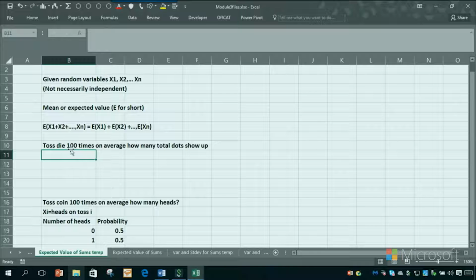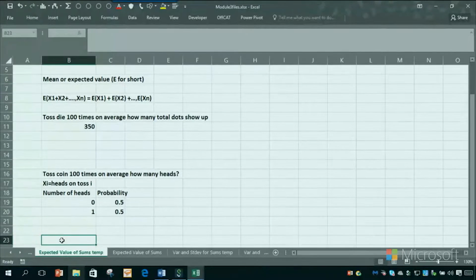So suppose I toss a die 100 times. On average, how many dots will show up? Well, you know on each die, 3.5 dots will show up. We just talked about that. So the expected value on 100 dice would be 3.5 plus 3.5 100 times. And so the answer there would be 100 times 3.5, 350.